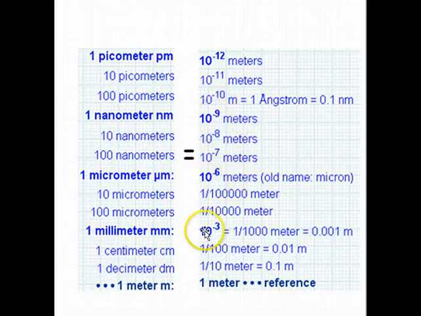To be able to convert from one to the other, this should take you right back to high school science. If you wanted to convert from micrometers to nanometers, you would simply have to multiply by the difference between these two, so 10 to the negative 3, or essentially divide it by 1,000.